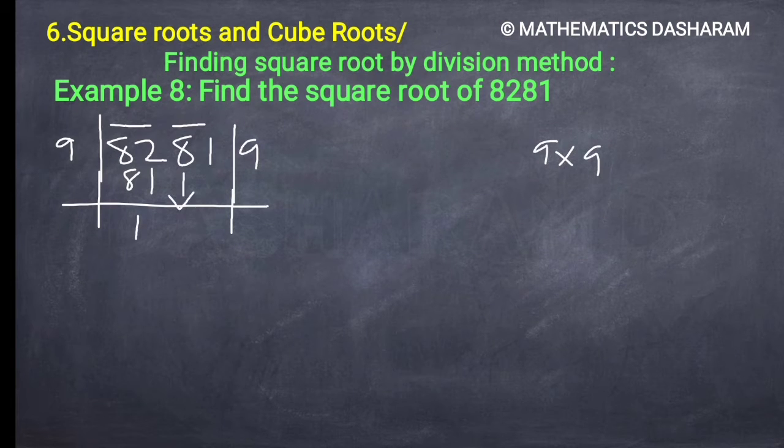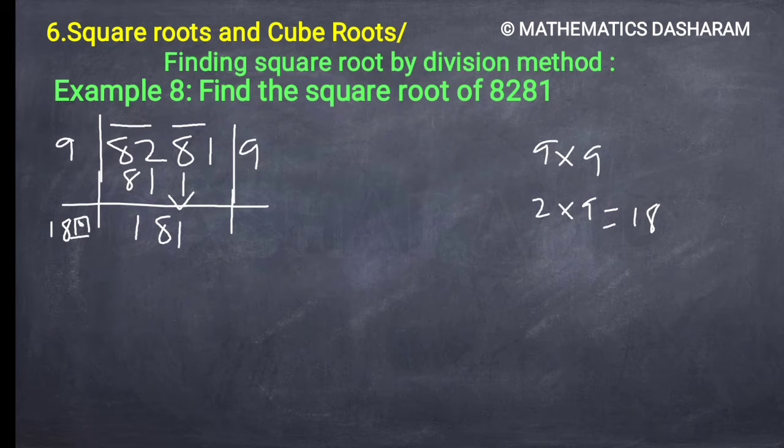Bring down the next pair, that is 81. So the total number is 181. Now do twice of 9. 2 into 9 is how much? 18. So here is 18. Now beside 18 we need to take one digit.